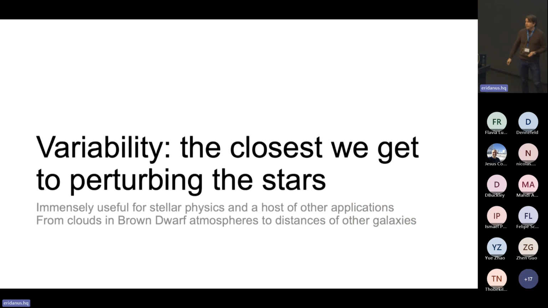Now, why are we really that interested in stellar variability? Well, we're passive observers in astronomy, and variability is the closest that we get to perturbing our sources. The sources are oscillating or doing something funny, and we can see how they react to that perturbation. And that's, of course, immensely useful for stellar physics, but also a host of other applications, including the distance ladder that I'm particularly interested in, or even the atmospheres of brown dwarfs, supernova explosions, and so on.